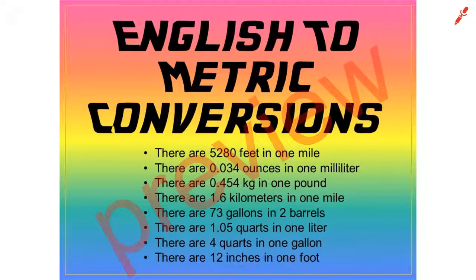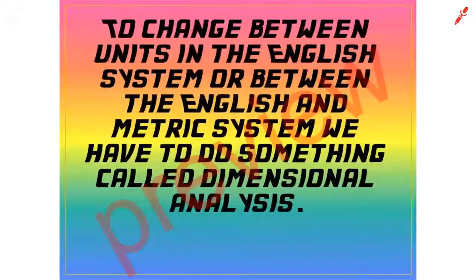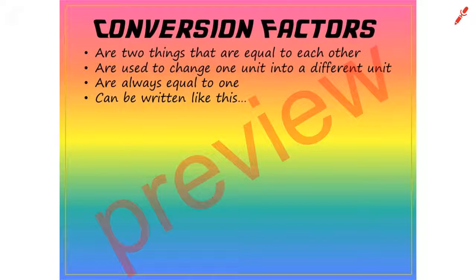Okay, so we talked about metric conversions where you just simply move the decimal point. Now we're going to talk about English to metric conversions, or conversions between English units. And to do that, we're going to do something called dimensional analysis. And before I show you what that looks like, I want to talk to you about conversion factors.